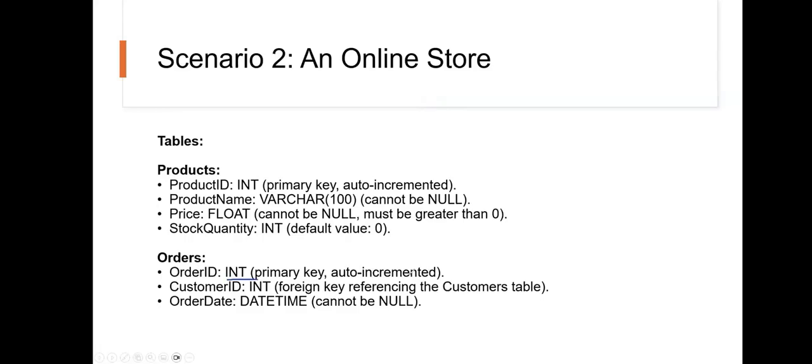Order ID integer, primary key, auto incremented; customer ID integer, foreign key, referencing the customer table. Okay, there is no customer table here, but if there was, it would reference it. And order date is date time, and it cannot be null.